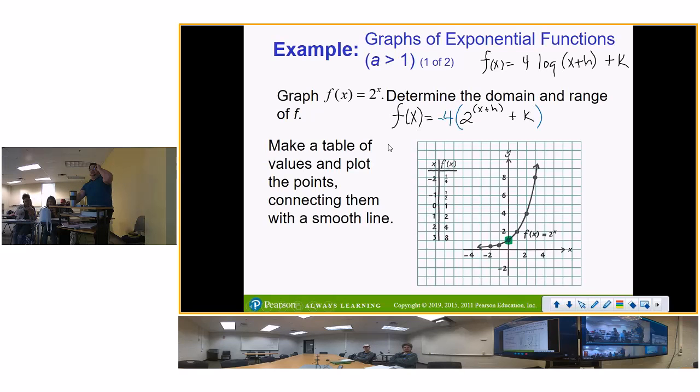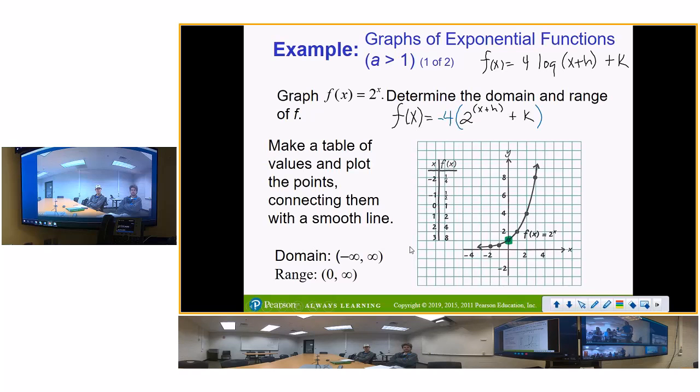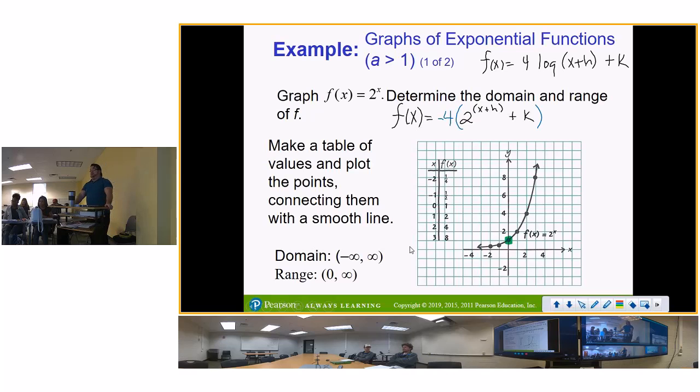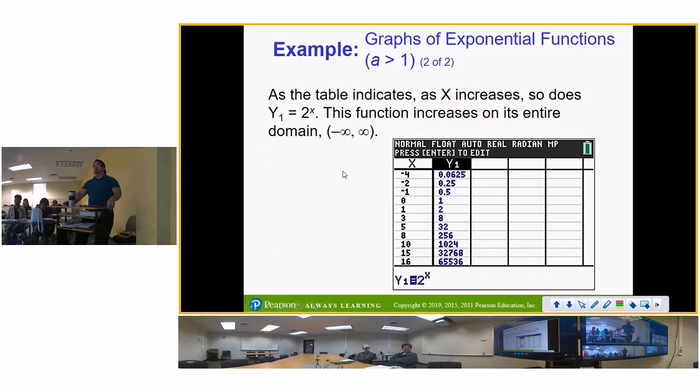Yeah. All right. And what is the domain? Domain is negative infinity to positive infinity. Range is from 0 to infinity. Okay, y'all having a discussion up there or what? About this graph. Yeah, okay, about this graph. Make sure you use the table too. And I'm not going to go through the table, but there it is.